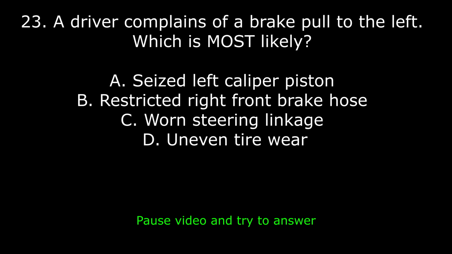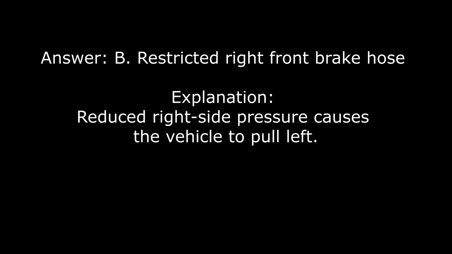23. A driver complains of a brake pull to the left. Which is most likely? A. Seized left caliper piston. B. Restricted right front brake hose. C. Worn steering linkage. D. Uneven tire wear. Answer. B. Restricted right front brake hose. Explanation. Reduced right side pressure causes the vehicle to pull left.